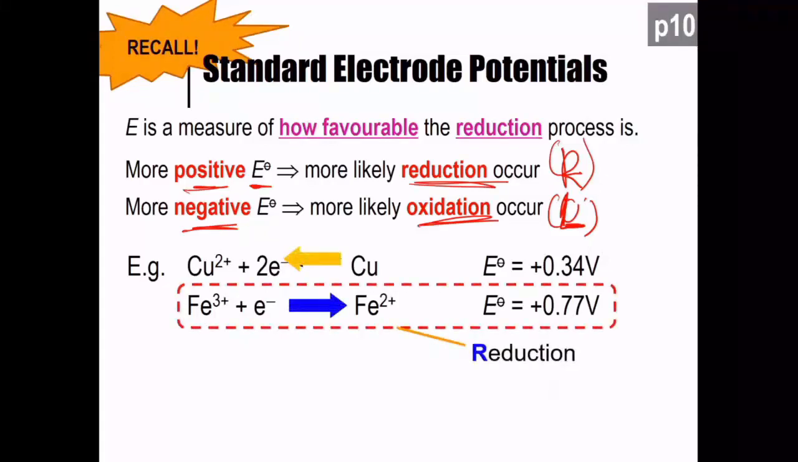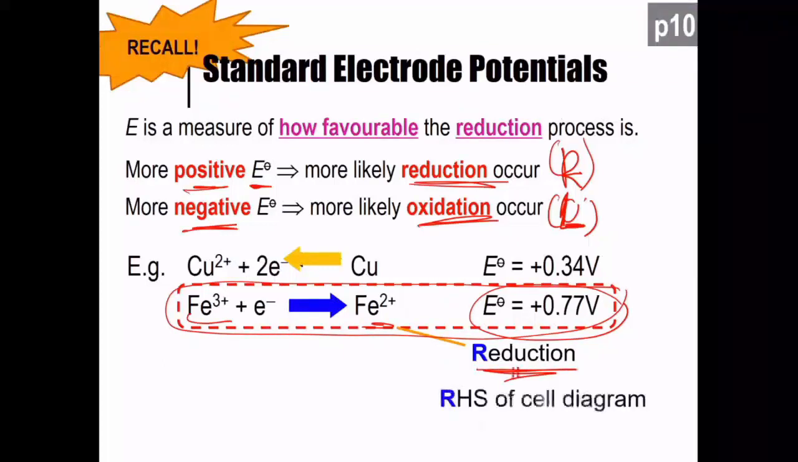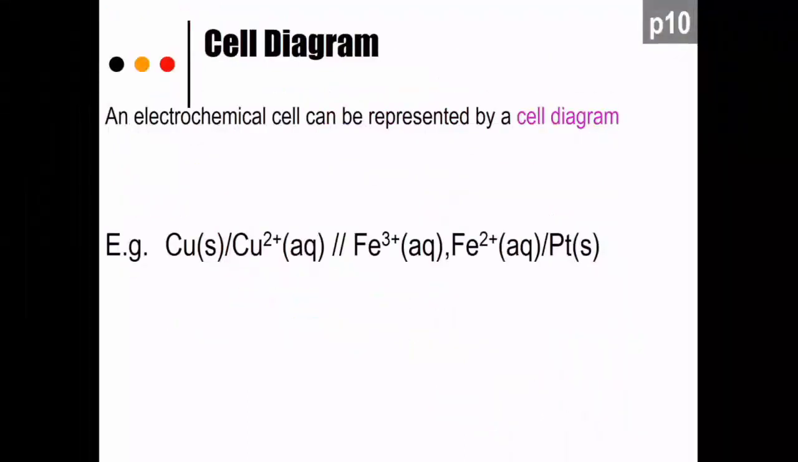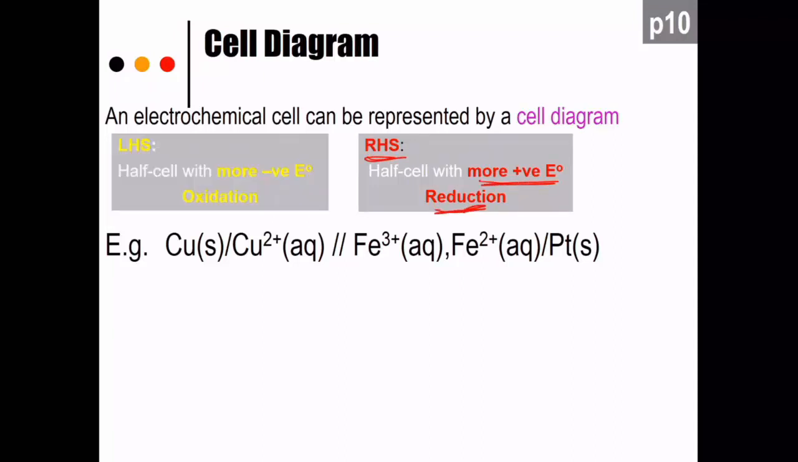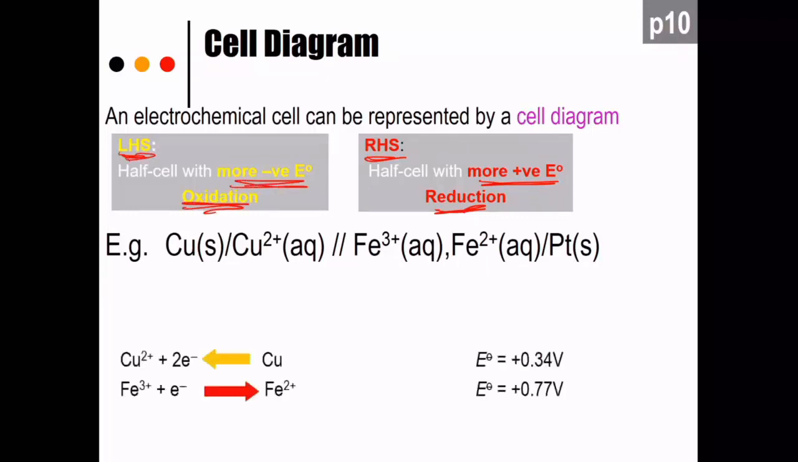So in this example here, iron 3 plus to iron 2 plus, the E0 value is more positive. That's why this component represents reduction, and hence it must be on the right hand side of your cell diagram. Okay, so right hand side must represent reduction. Reduction is usually the half cell with more positive E0 value, and left hand side represents the oxidation half cell, which is the half cell with the more negative E0 value.